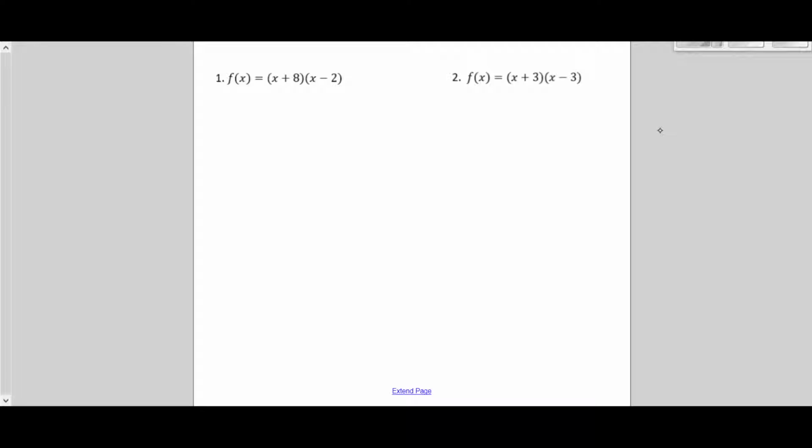So remember, first, I'm going to multiply the first terms. So I'm going to do f of x equals x times x. Remember, just add the exponents. That's x squared. X times negative 2 is negative 2x. 8 times x is 8x. And 8 times negative 2 is negative 16.